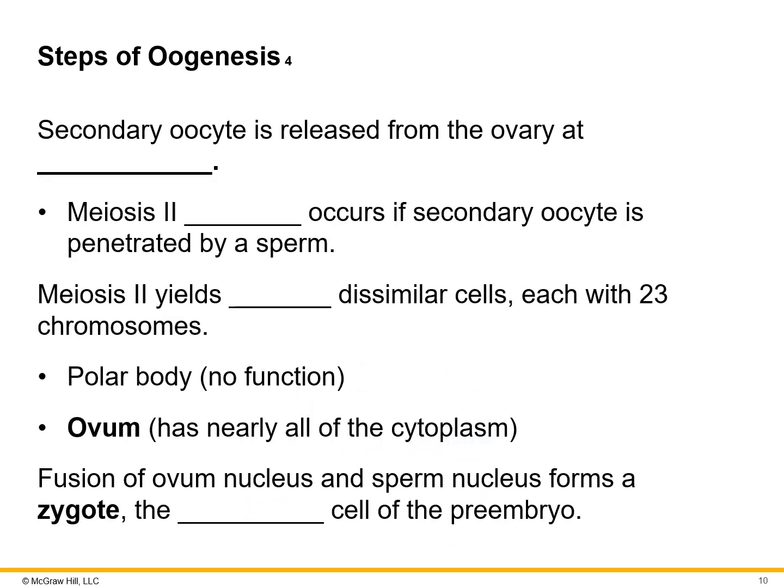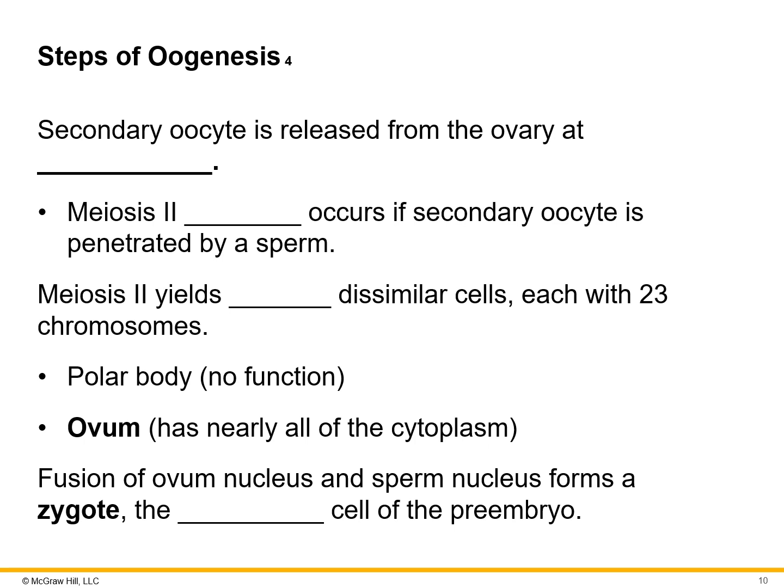So our secondary oocyte, like I said, is then going to be released from the ovary at ovulation, and I would highlight that statement. So you do want to know that it is your secondary oocyte that is released at ovulation. And then meiosis 2 is only going to occur if the secondary oocyte has been penetrated by a sperm or has been fertilized. That is the only time when we are going to have meiosis 2.